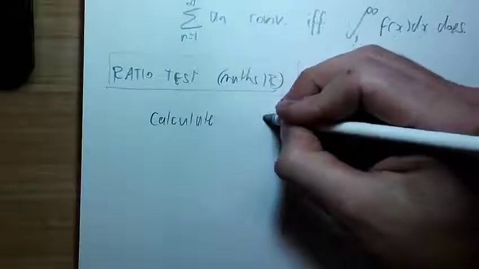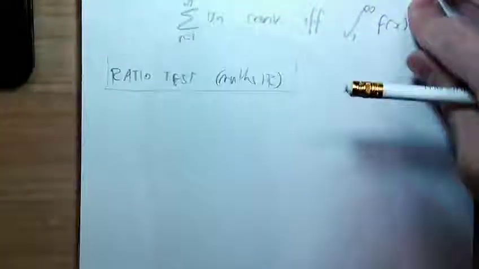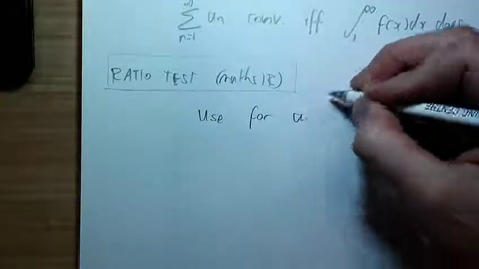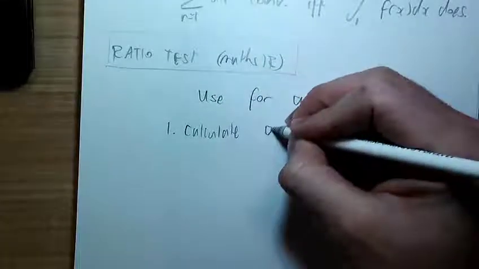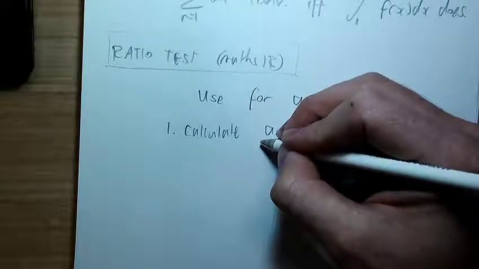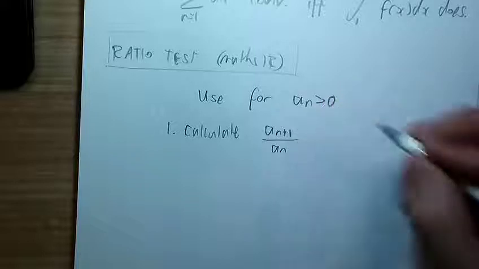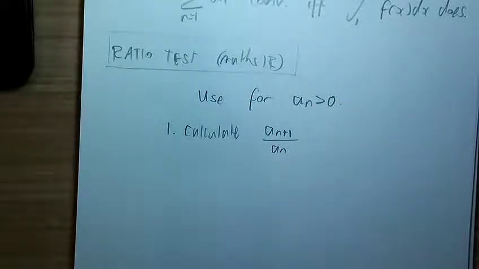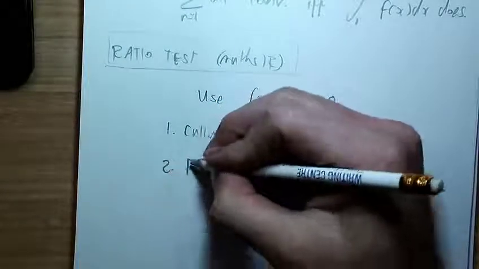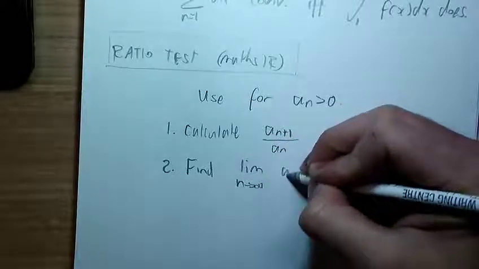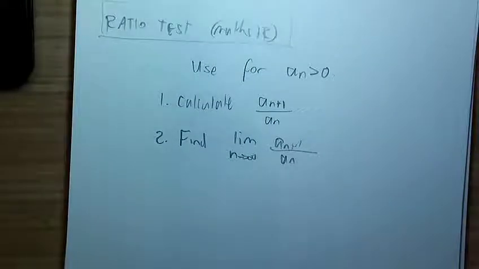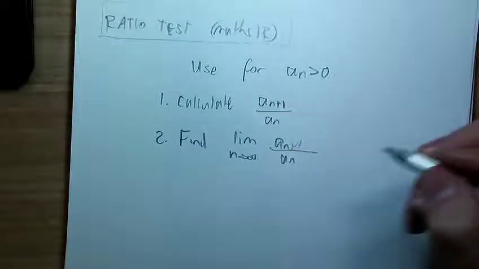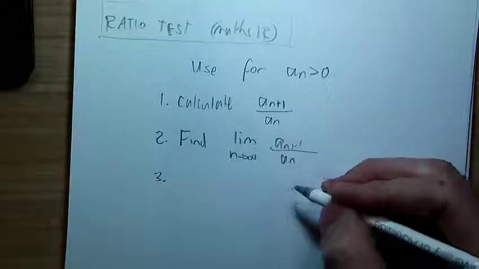So, calculate. Use for a_n greater than 0. Step 1 is calculate a_(n+1) on a_n, so each term divided by the one before it. So a_(n+1) divided by the one before it. And then you find the limit of that as n goes to infinity, and then you'll decide what happens based on what that limit is.